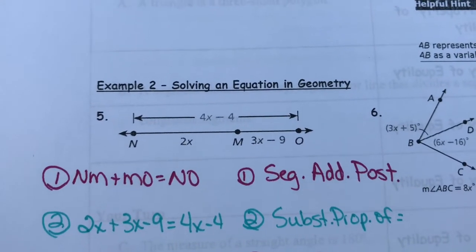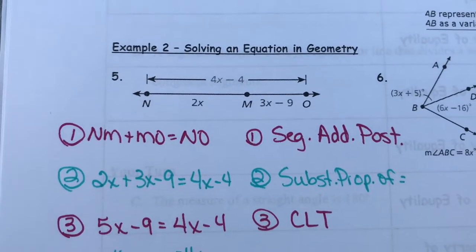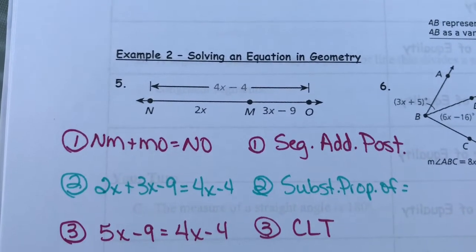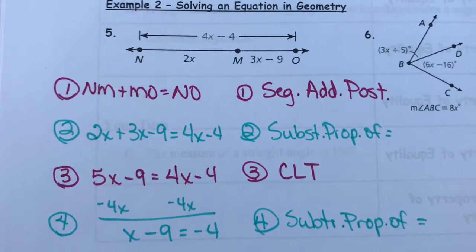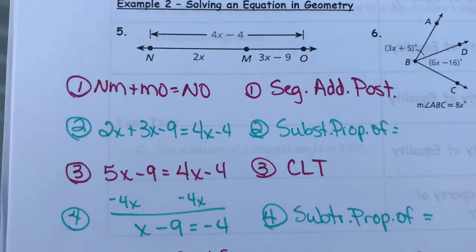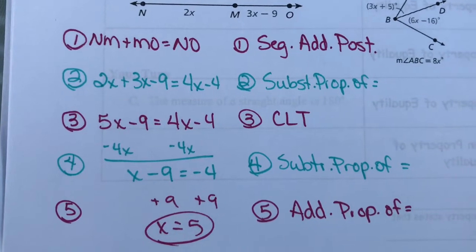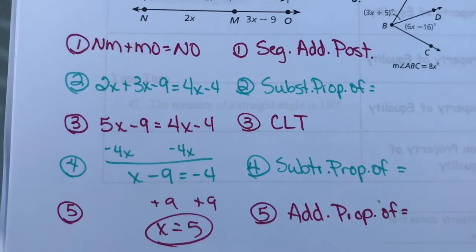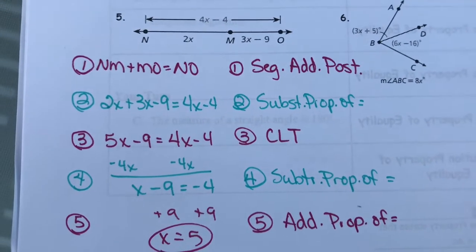Okay, and then we're just going to do the algebra. So we'll combine like terms next. And then look, we get to subtract 4x. So that's the subtraction property of equality. And we have x minus 9 equals negative 4. Then we just add 9 to both sides, and that's called the addition property of equality. And we've solved. Yay! We did it.